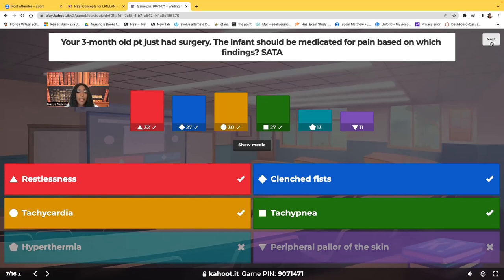Not hyperthermia, them developing a fever, a high temp, that's not a sign and symptom of pain. It may be a sign and symptom of what? Infection. And not peripheral pallor of the skin. Absolutely not. But the first four, all of those are signs and symptoms that you may see in the infant when they're in pain.